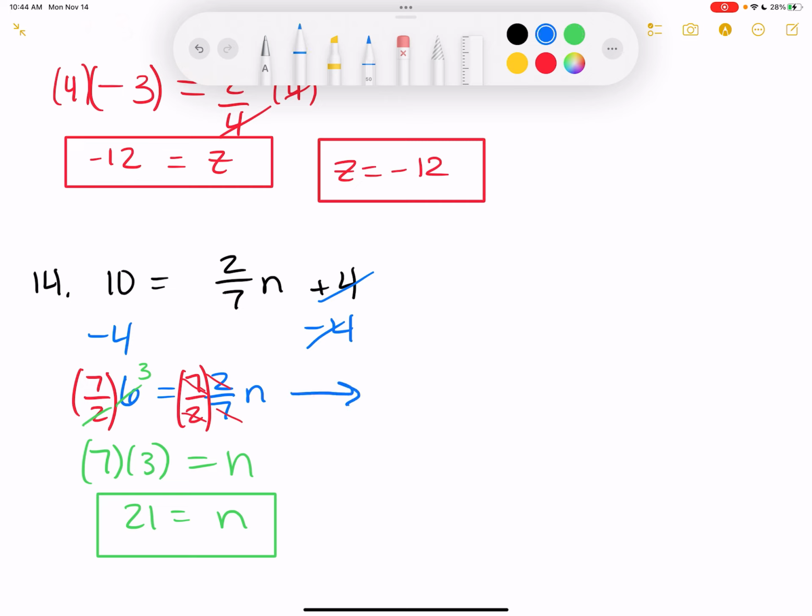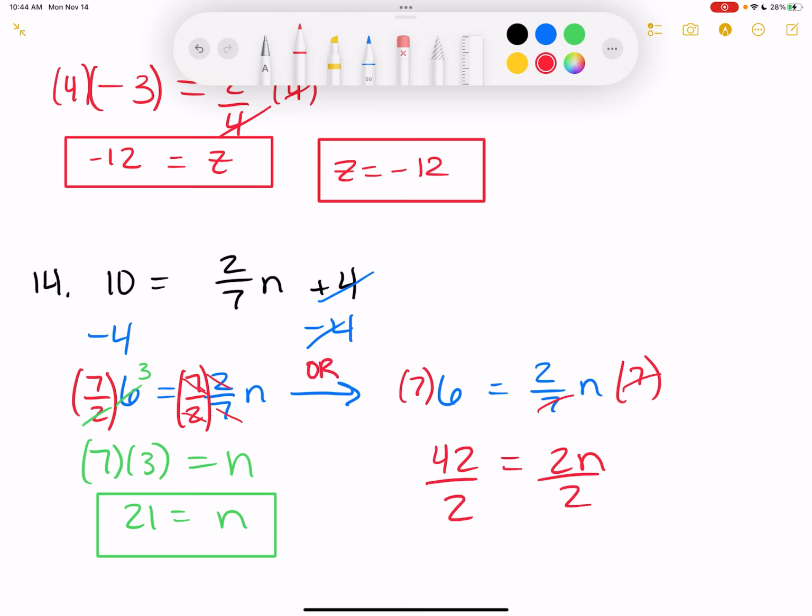So we had 6 equals 2 over 7 times n. Okay, so another option, you could multiply both sides by 7. So 7s would cancel over here. So 7 times 6 is 42 equals 2 times n. Then we would divide both sides by 2. So 42 divided by 2 is 21 is equal to n. So either way you choose to do it would give you the same answer.